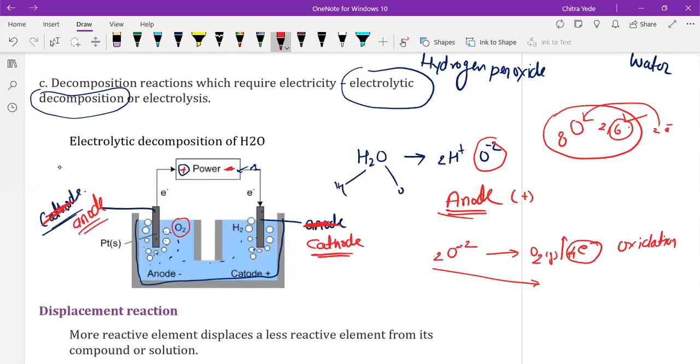Now we will understand the reaction at the cathode. What will happen at the cathode?